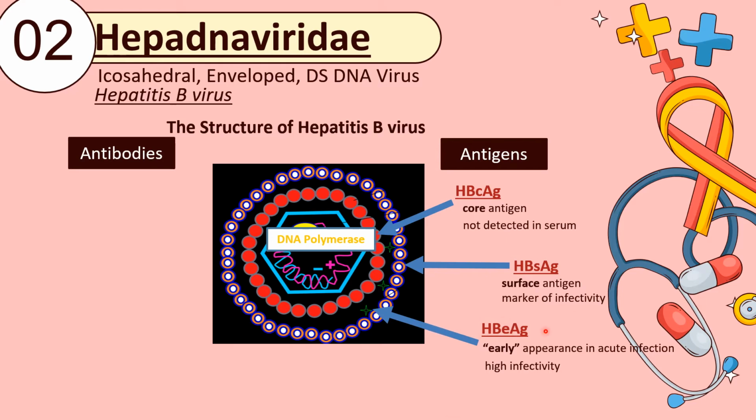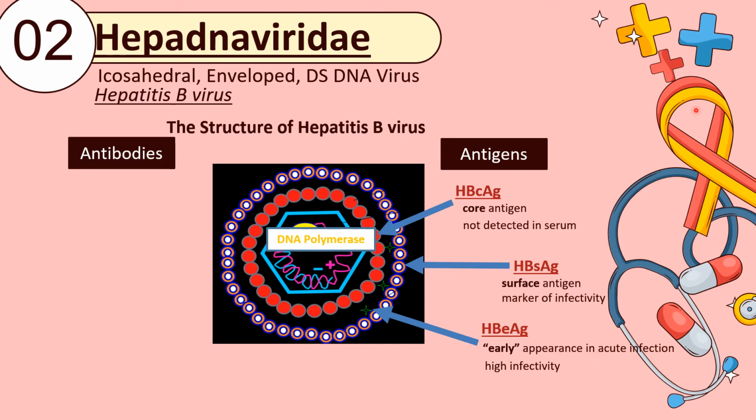Third is your HBe antigen. This is found in between the core and the surface. It is found to appear early in the acute infection. Kaya nga siya E, which means early. It marks the replicative stage of the virus, meaning it serves to signal that the body is harboring the virus. Therefore, it is infective. Also, when your HBe antigen is present, it is an indication that the virus is replicating. Therefore, the infectivity is high.